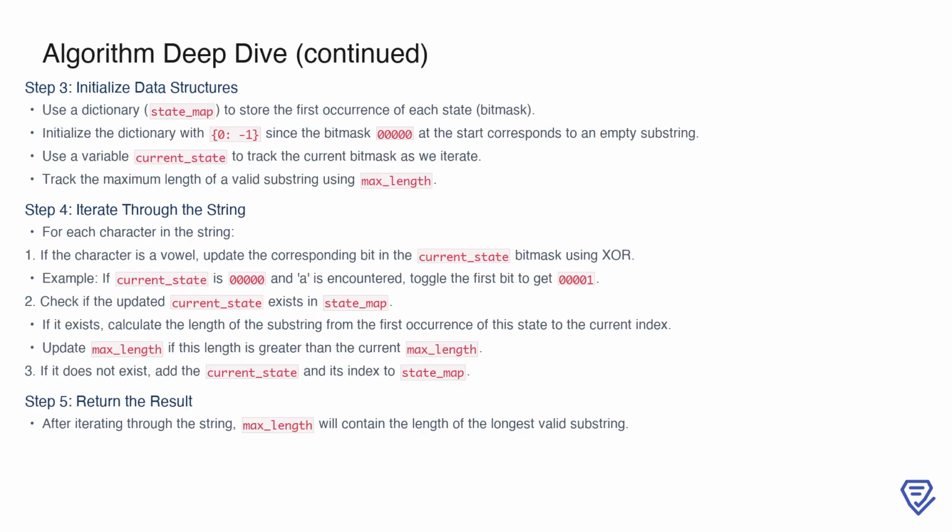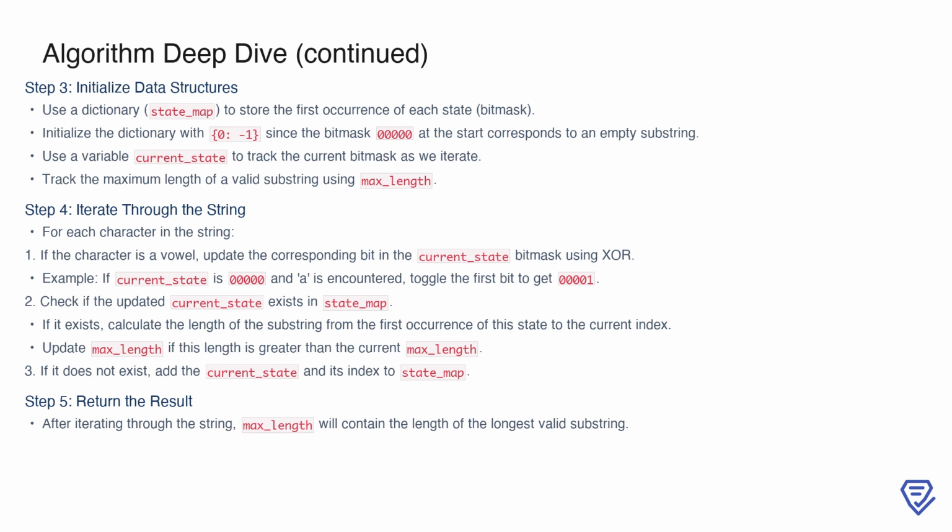Now that we understand the problem and the role of the bitmask, let's initialize the necessary components for our algorithm. First, we use a dictionary, called state_map, to store the first occurrence of each bitmask state. This helps us quickly determine the starting point of substrings with balanced vowel counts. Initially, we set state_map[0] to -1, since a bitmask of 00000 represents an empty substring. We also need a variable, current_state, to keep track of the bitmask as we iterate through the string. Additionally, we use max_length to store the length of the longest valid substring we find.